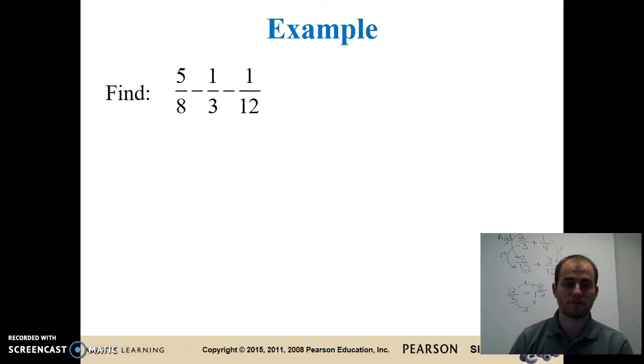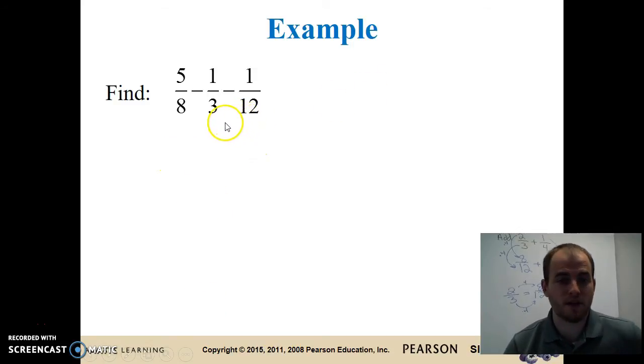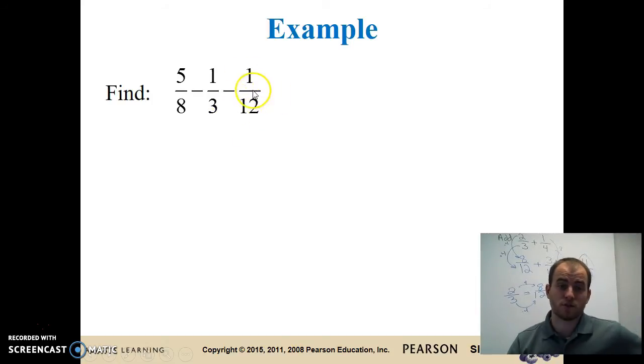Okay, how about 5/8 minus 1/3 minus 1/12? Now we have three things, so it's getting harder to find the least common denominator. What I would do is think about the 12. Does 3 go into 12? Yes. Does 8 go into 12? No. So 12 times 2 is 24.